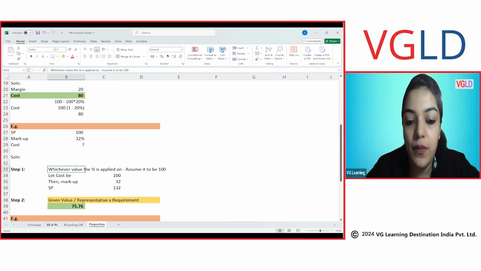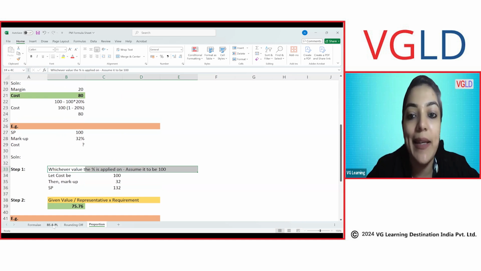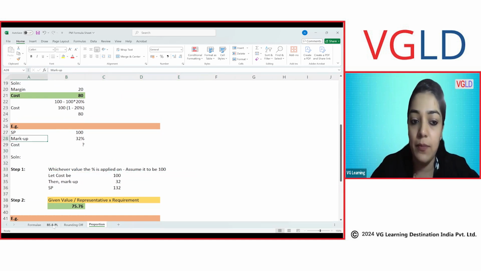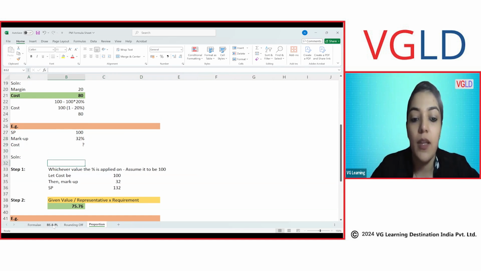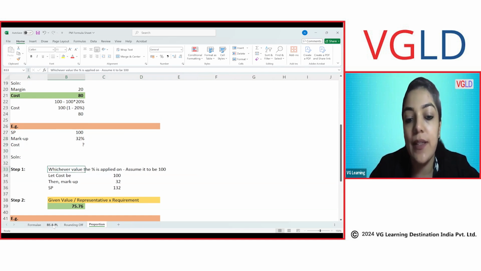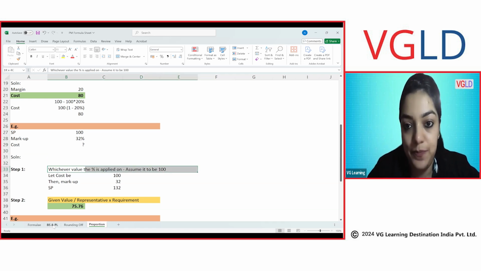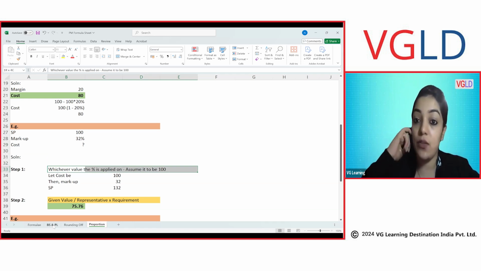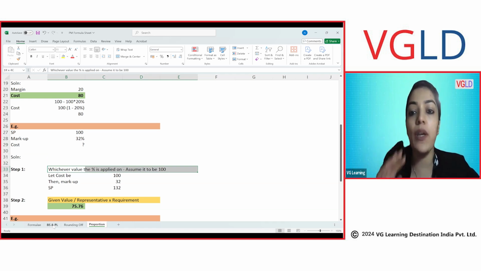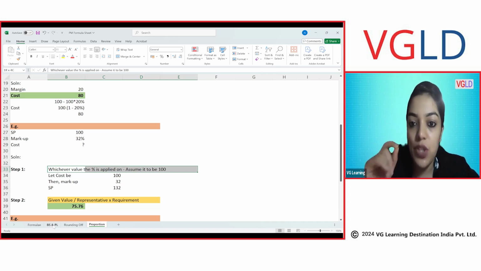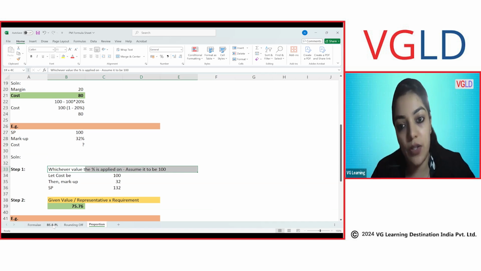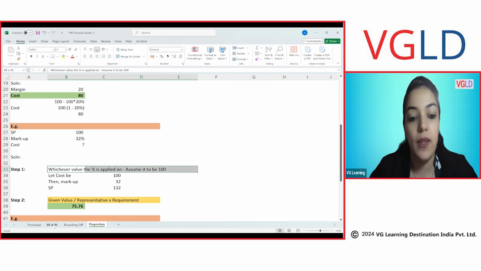Whichever value the percentage is applied on. So, markup is applied on what? Cost. So, whichever value the percentage is applied on, assume it to be 100. Maybe you would have assumed it to be X, but going forward, you have to assume it to be 100. Okay. Whichever value the percentage is applied on, assume it to be 100.